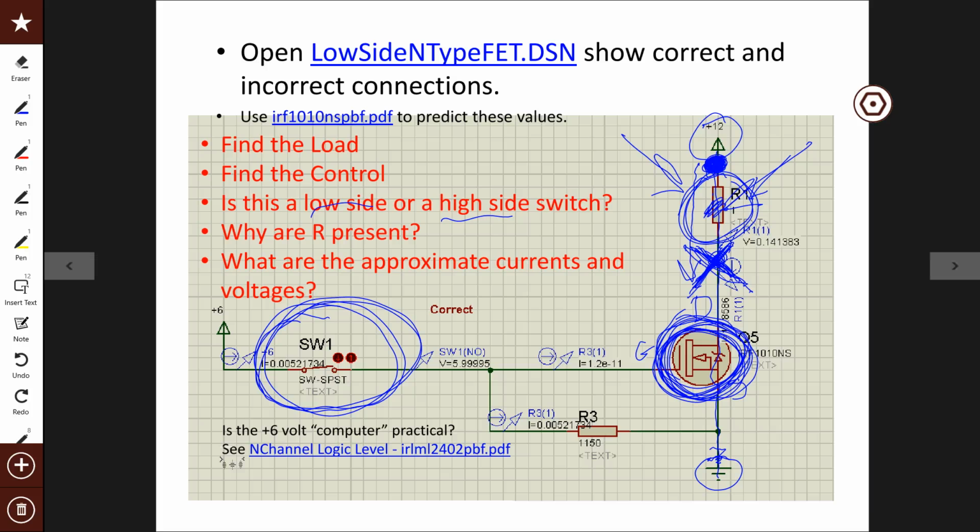The purpose of this R here, R1, that is the load. That's your motor, that's your light bulb, that's whatever it is that you're trying to control. The purpose of R3 is for noise, because if the switch SW1 opens up and there's no connection there, then this wire right here, which I'm going to draw a zigzag line on, has no connection on it. And if there's no connection on that, who knows what the voltage does?